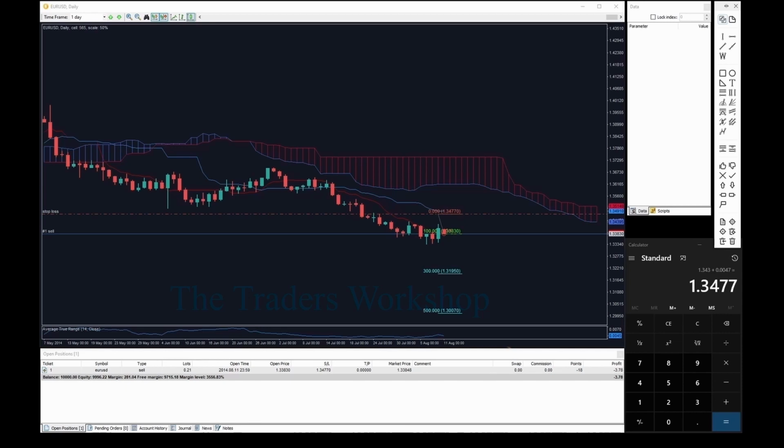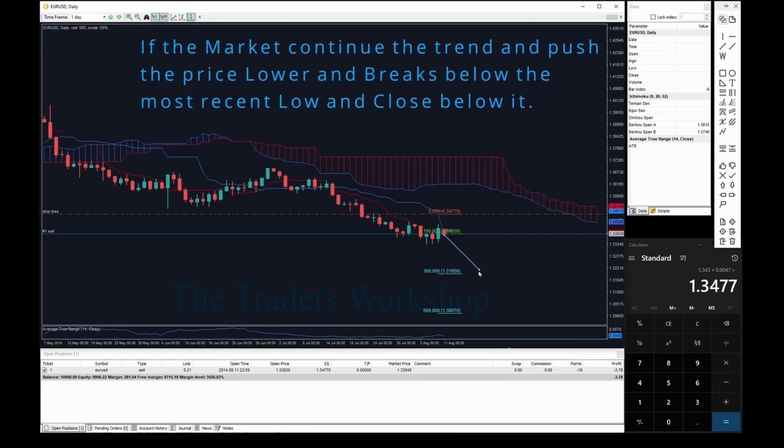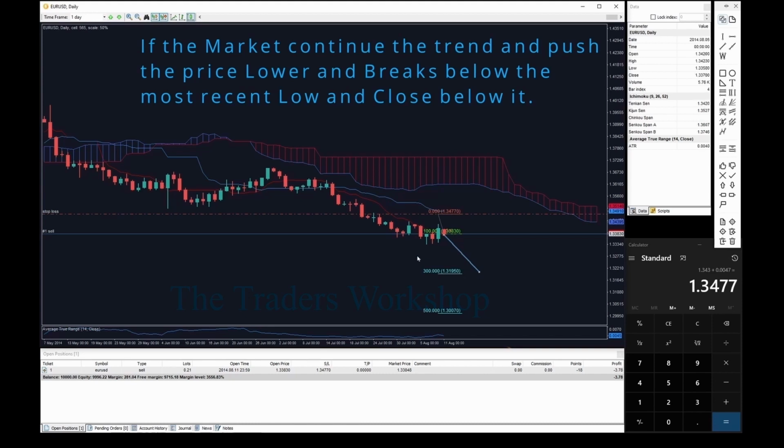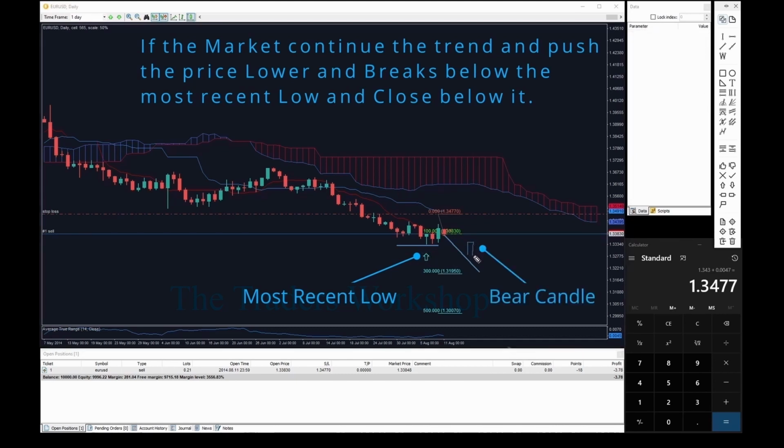We will only add to our position if we have that first position established and currently running a profit, proving in that moment we are right with our speculation, and that the right mindset must be offensive, and we will exploit that move and keep adding to our position. If the market goes in our favor and pushes the price lower and breaks below the most recent low and closes below it with a strong bearish candle, this bearish candle should close below the most recent low.